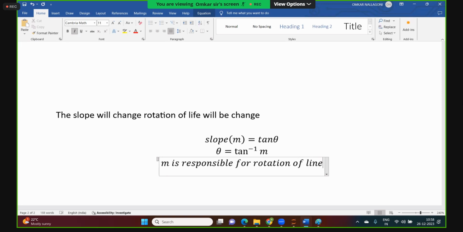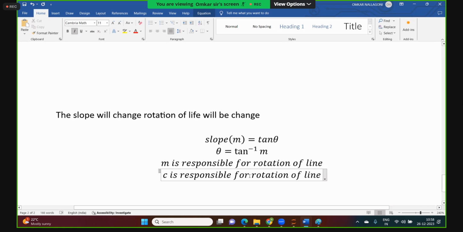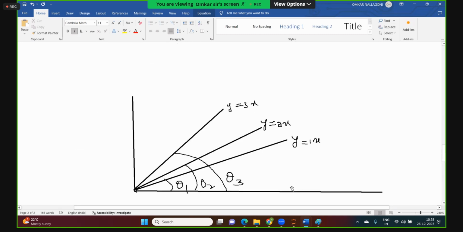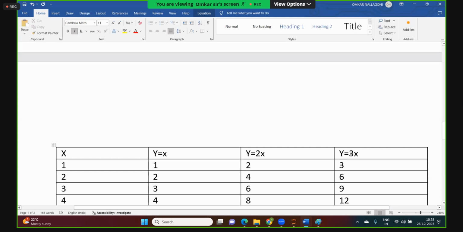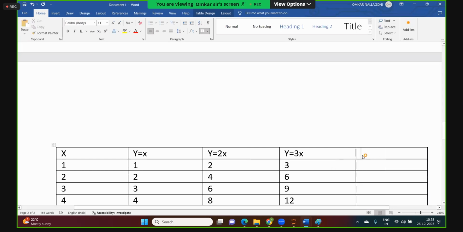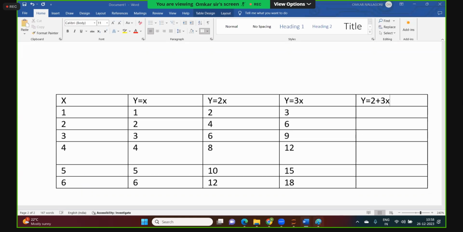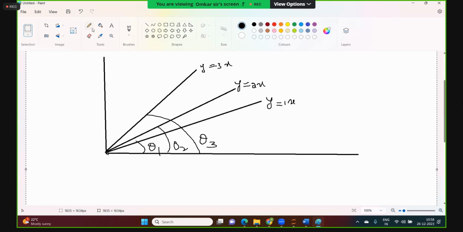And c is responsible for lifting the line. It will lift the line. Suppose you add 2 plus 3x, if you add one more thing, it is called 2 plus 3x. y is equal to 2 plus 3x means here your line will be lifted by 2 points.